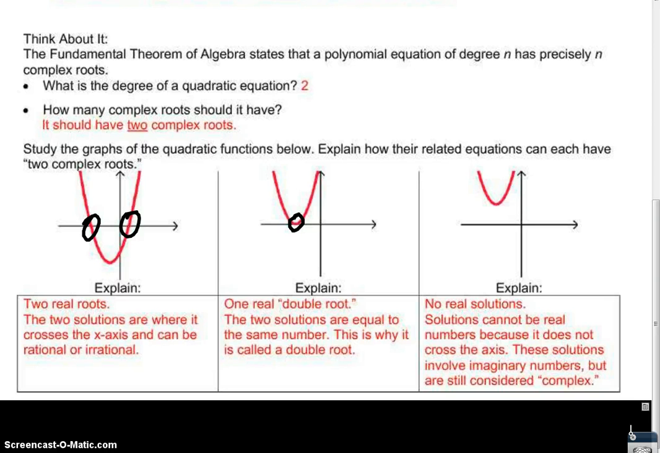And then my last one, if you notice, it does not touch the x-axis at all. So here I have no real solutions, and the solutions cannot be real numbers because it does not cross the axis. These solutions involve imaginary numbers but are still considered complex, and we will actually get to imaginary numbers next week. So copy this down, and I want you to flip the page. I'm going to work some sample problems.